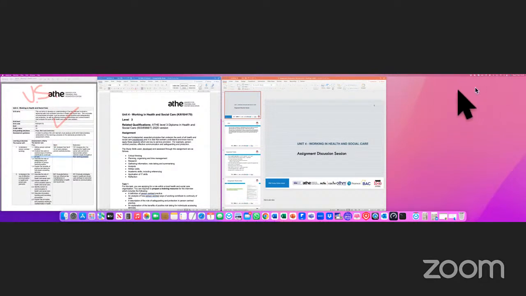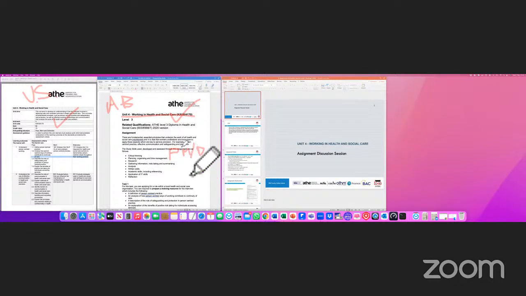Now, the second bit that we look at is what is called the assignment brief. This is called AB. This assignment brief is the brief which everybody needs to attempt to be able to pass this unit. This unit is graded, so you have grades like pass, merit, and distinction.